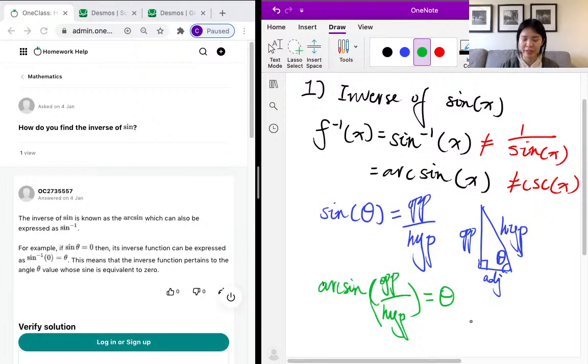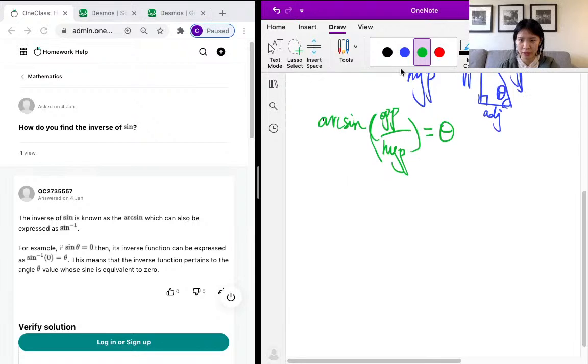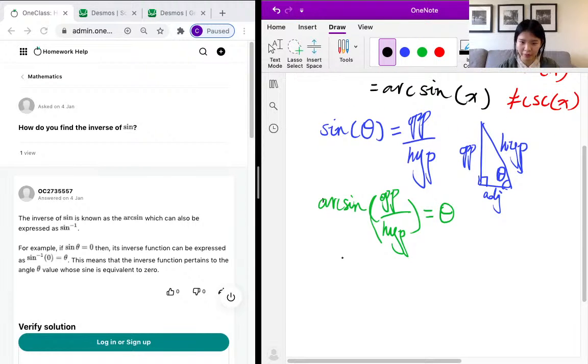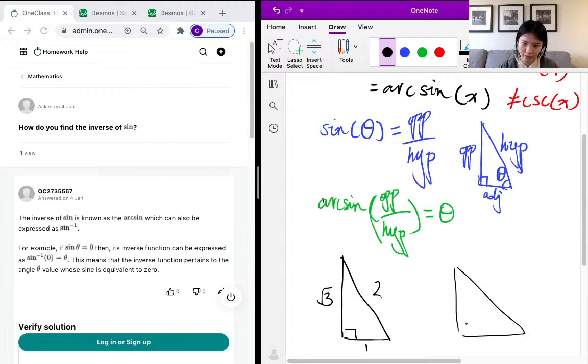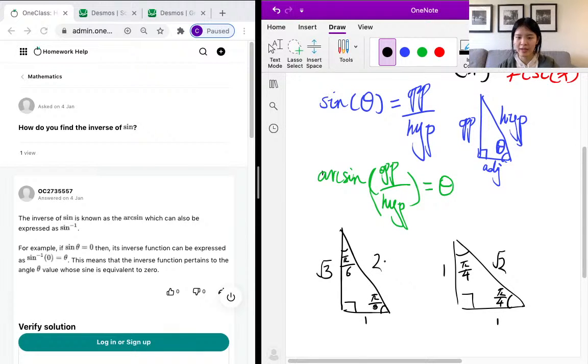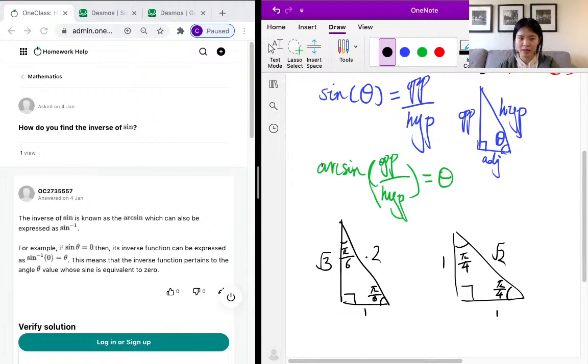Again, we have two special triangles in trigonometry. These are triangles that you just have to memorize. This is our first triangle, and this is our second triangle. I'm just going to label the angles here in radians. This is pi over 4, this is also pi over 4, and this is pi over 6, which is 30 degrees, and this is pi over 3, which is 60 degrees. Alrighty, so let's just do an example.